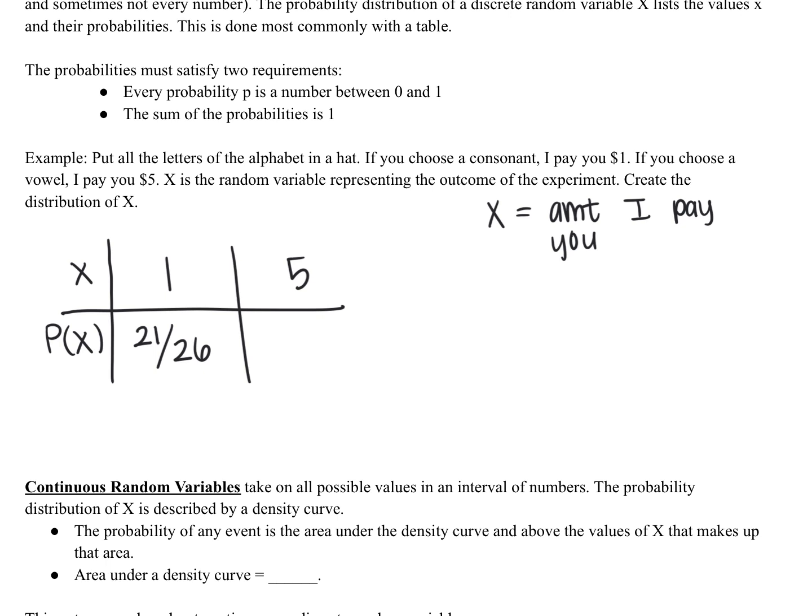You get $5 if you get a vowel, which is A, E, I, O, and U, not Y, just A, E, I, O, and U, which there are 5 of, so 5 out of 26. And that's my probability distribution, just those two.